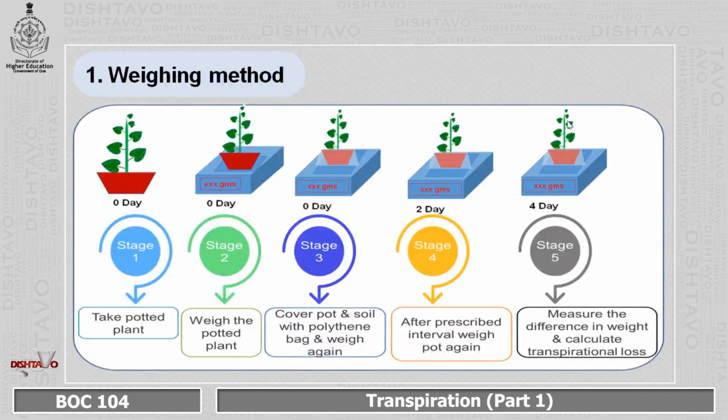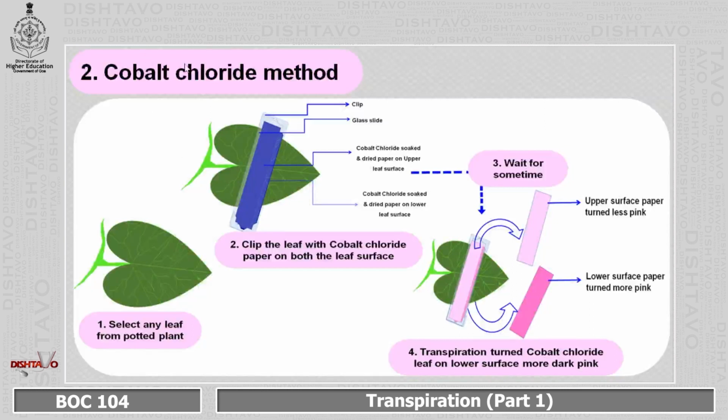The second one is the cobalt chloride method. In this case, we take a healthy leaf and cover it with filter paper soaked in a cobalt chloride solution, which is blue in color. In this case, we compare the amount of transpiration taking place on the upper surface of the leaf and the lower surface of the leaf.